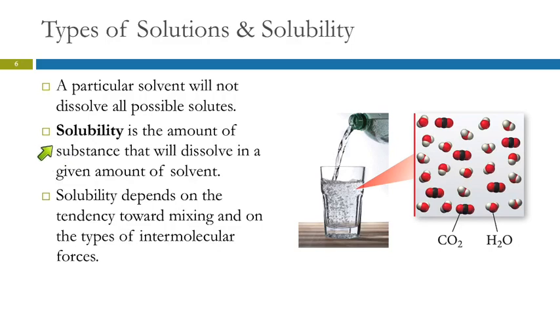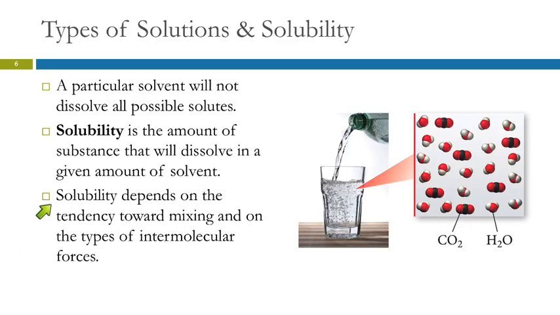So what we call solubility, solubility tells us the amount of substance that will dissolve in a particular amount of solvent. Now, a lot of times that amount of solvent is 100 grams. So we might say the solubility is 22 grams per 100 grams of water. You need to specify both the amount of solute and the amount of the solvent.